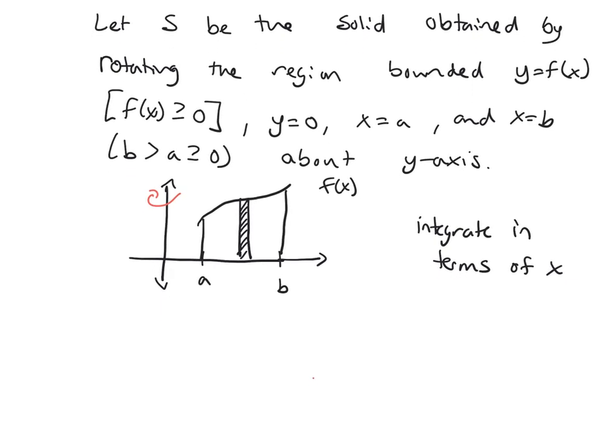And the formula is going to be, I need to figure out the radius. The radius of the strip from my rotation line is that distance there, which is x. And I'm integrating in terms of x, so the radius is just going to be x. And the height of my strip comes from how tall my function is. So the height is my function f of x. So maybe I'll label it here. This is my height.